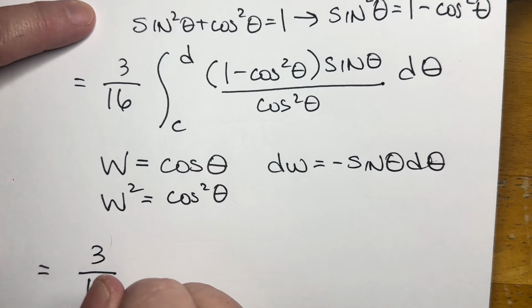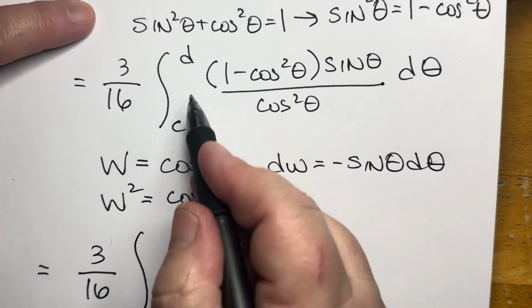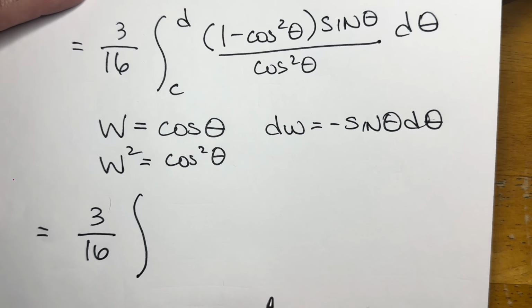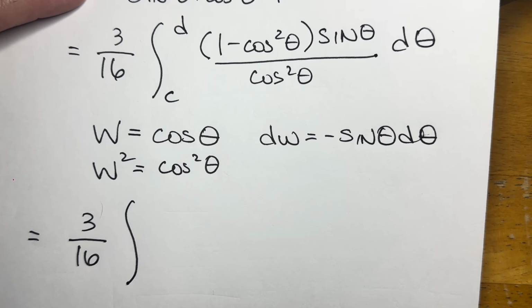I've got 3/16. We need 2 new letters. I'm not going to use the letter e because that represents that number, the natural exponent, the natural base, e. So I'm going to go from f to g. Some people would not use f and g because they're used for functions, so you might want to do h and k or m and n or something else, s and t. You could use all sorts of things.